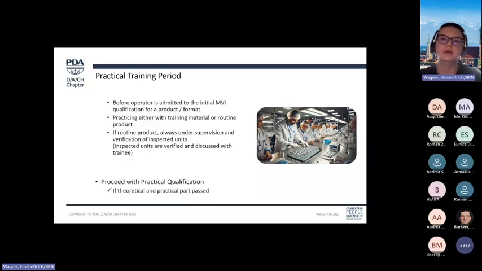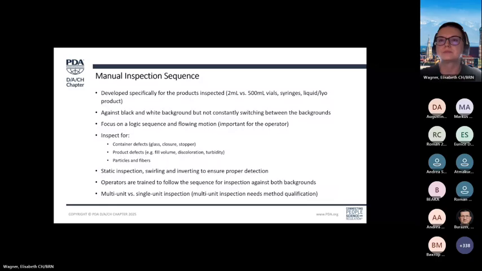If the training period is over and passed, then we can proceed with the practical qualification. And this is then happening with qualification test sets. But before this, I really want to emphasize the manual inspection sequence. So this is typically described in the pharmacopoeias. You have to inspect your product against the black and white background for a specific time. That's it.